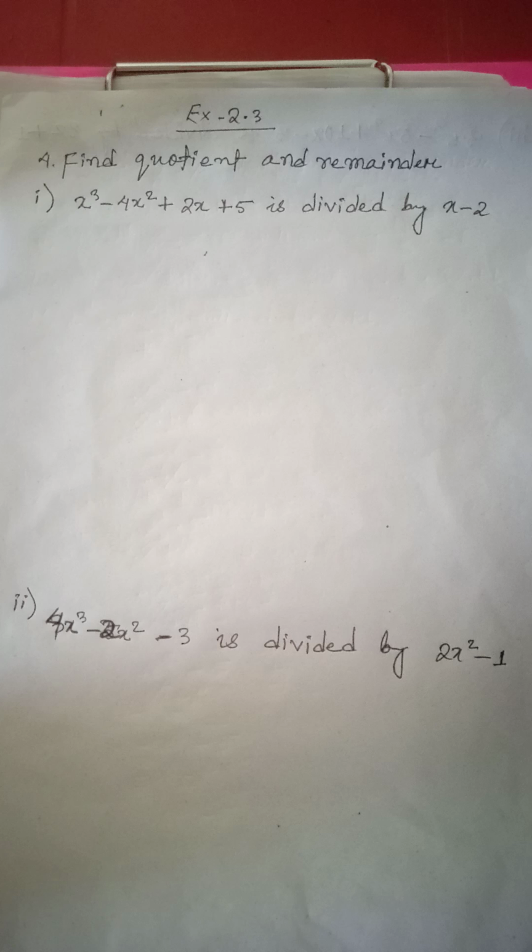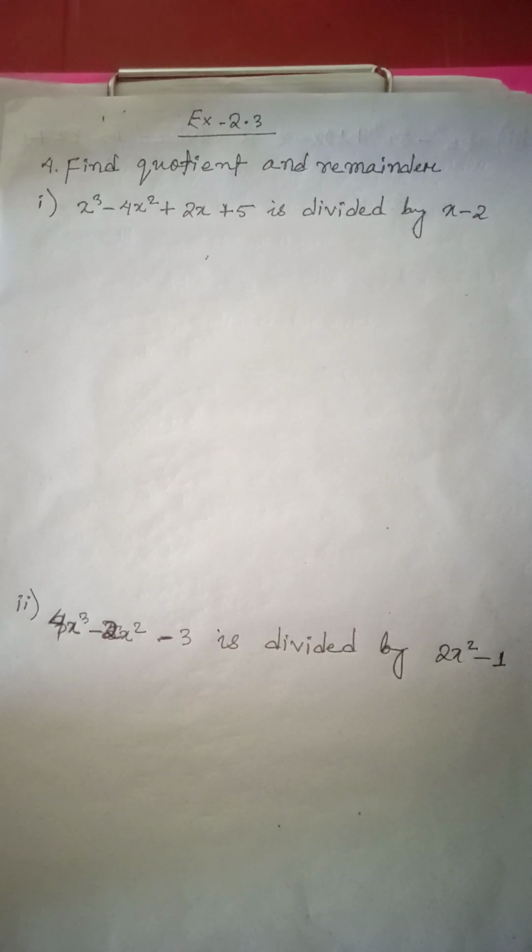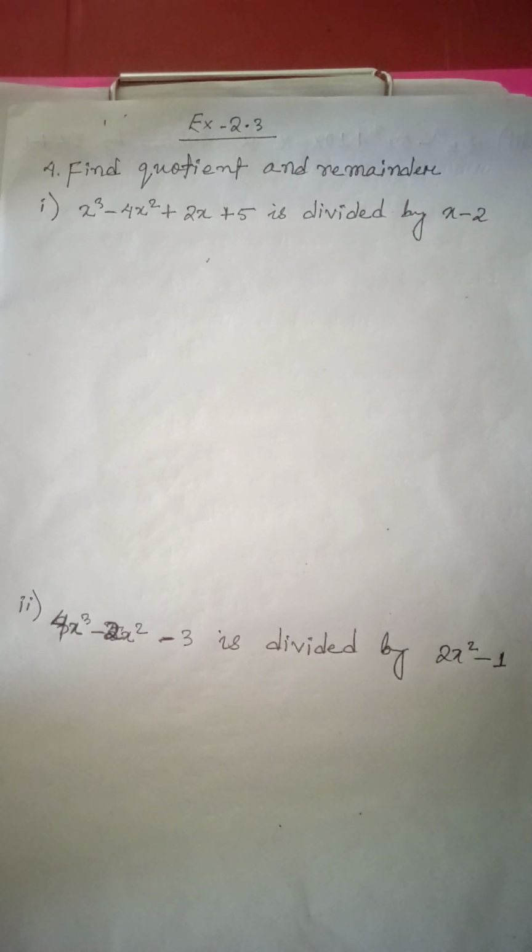First of all, let us proceed to Roman numeral 1. As we can see in Roman numeral 1, we are given x cubed minus 4x squared plus 2x plus 5 divided by x minus 2. We have to divide this polynomial by x minus 2, and then we will get a quotient as well as a remainder. That's what the question has asked us to do in this problem. Okay, now let us start.